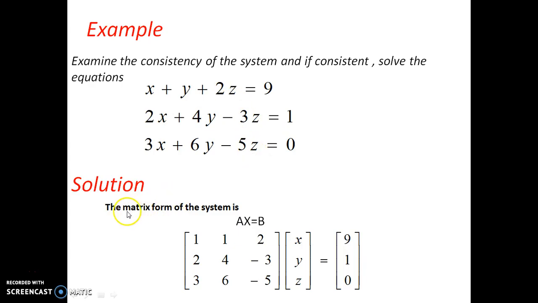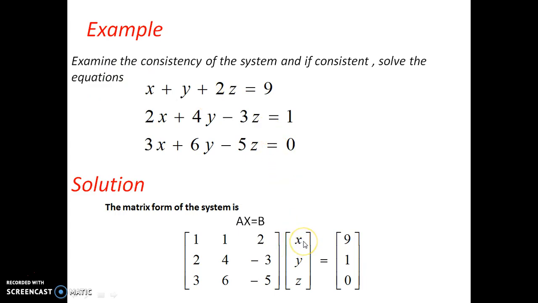Now first we express the given system in matrix form, that is we write AX = B, and we know that A is a coefficient matrix. Here the coefficient of x is 1, y is 1 and z is 2. Therefore the first row is 1 1 2, and same thing for the second row and third row. We write down 2 4 -3, 3 6 -5, and again X is a column matrix of unknowns, and here the unknowns are x, y, z.